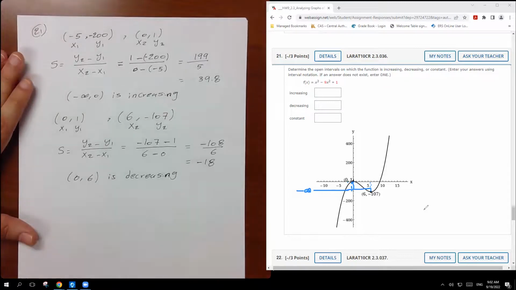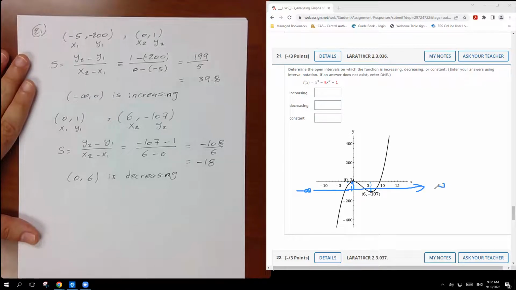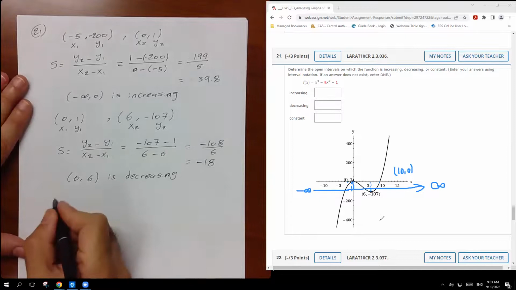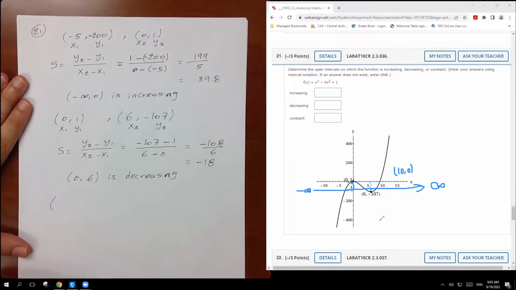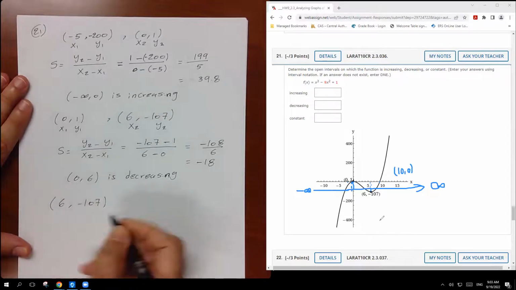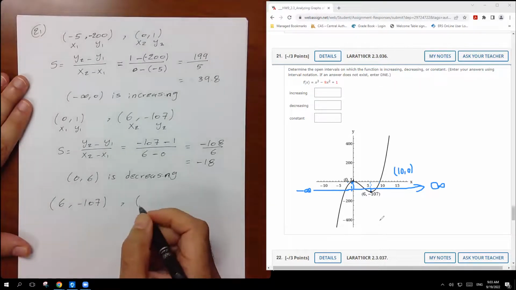The function is decreasing. The third part, I'm going to start from this point to the infinity. So to the infinity, that means I have to choose a point on this side. Check this point. This is easier to work on, which is x is 10 and y is 0. So now I have another 2 points. The first one is 6 and negative 107. And the second one, I'm going to choose 10 and 0.